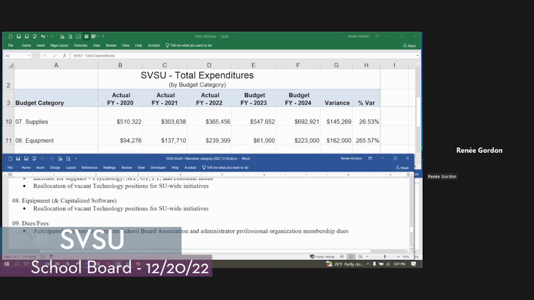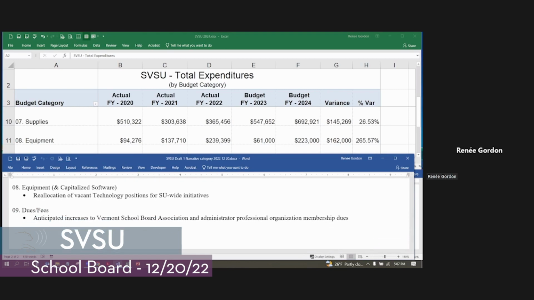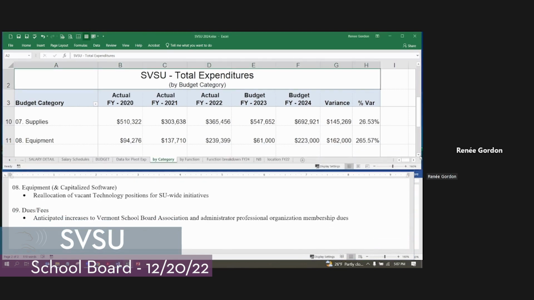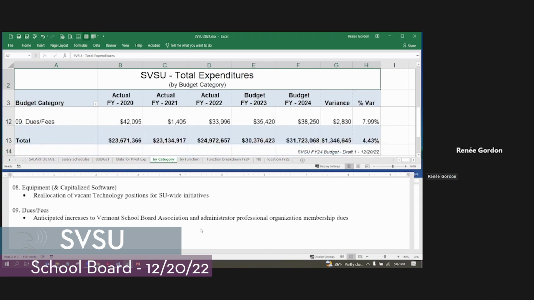And capitalized software. So any software that we have that's valued over $5,000 annually ends up in that line as well. And then that final line, dues and fees, is really just based on what we're paying for professional administrator organization memberships. And then the dues to the Vermont School Board Association is assessed at the SU level now, and that has been increasing annually.